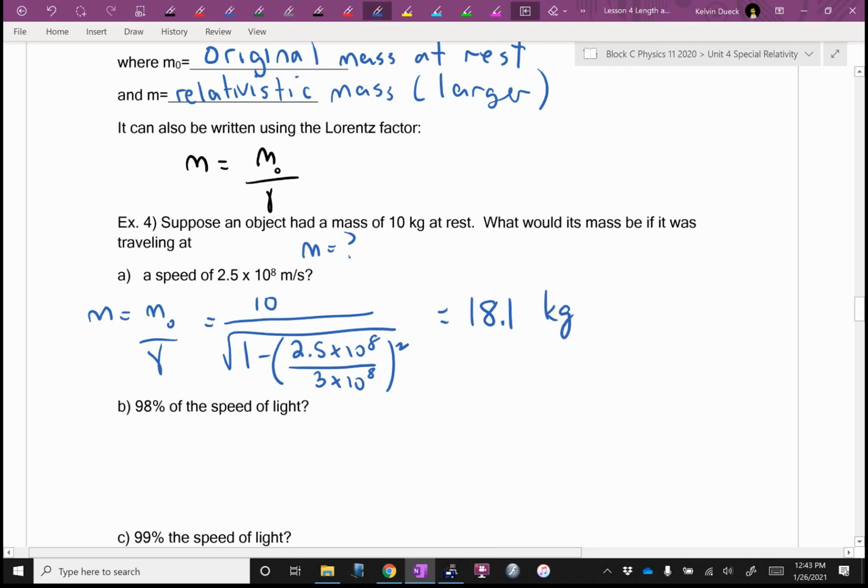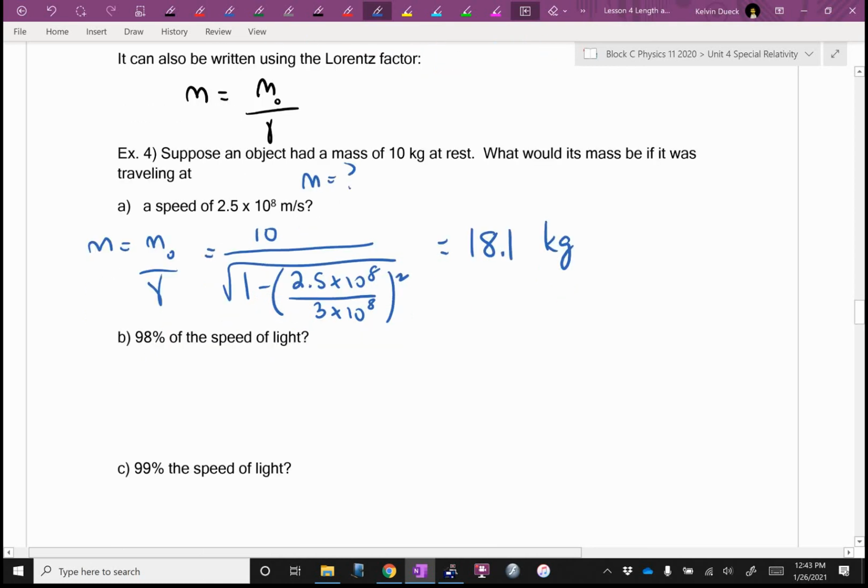Let's go faster. 98% of the speed of light. Oh, this time I gave it to you as a percentage, which I think makes things a little easier. Donald, it's going to be M equals 10 divided by the square root of 1 minus 0.98 C over C, all squared.